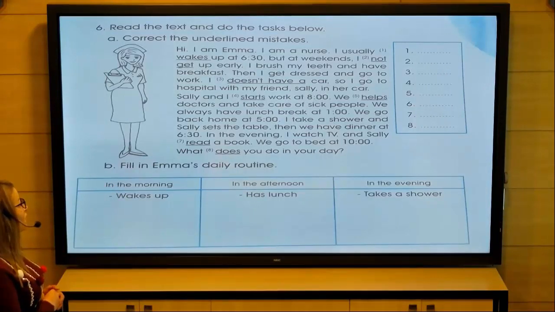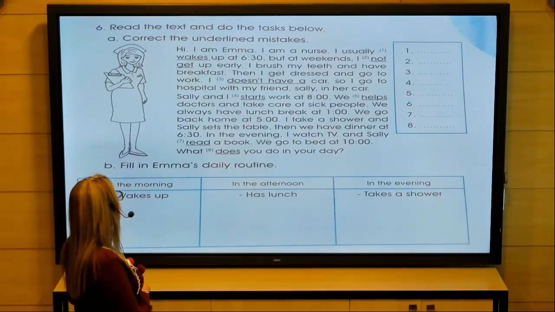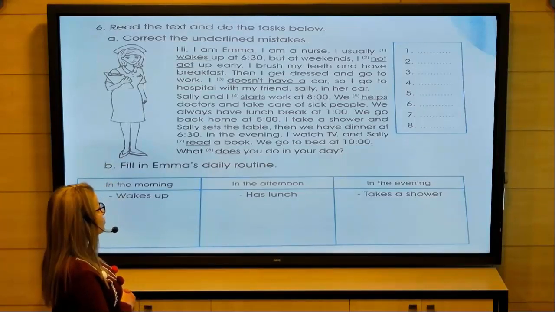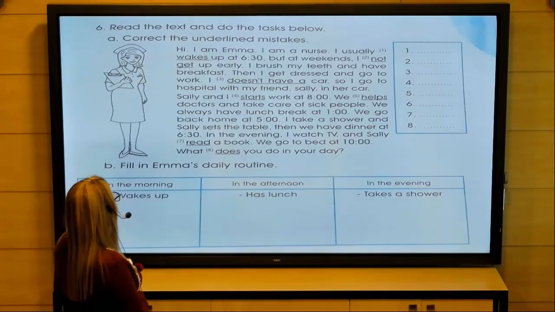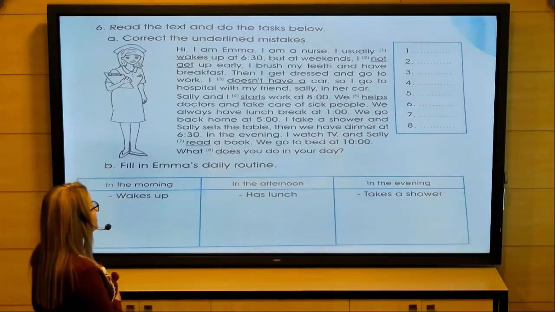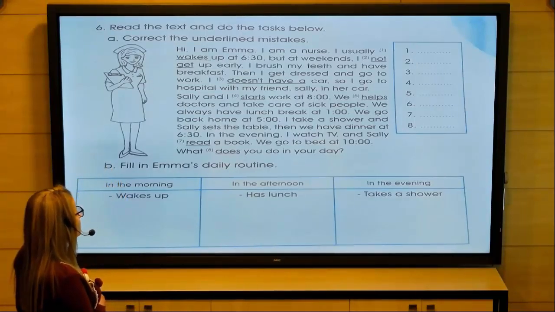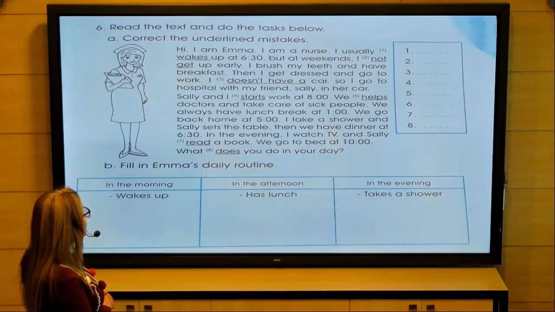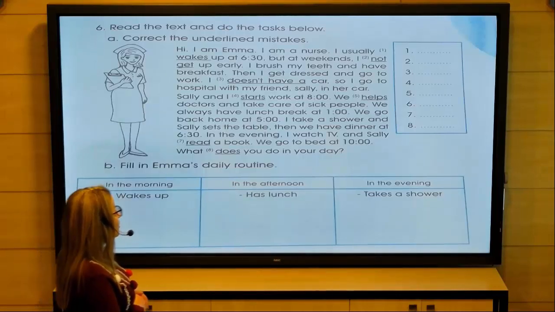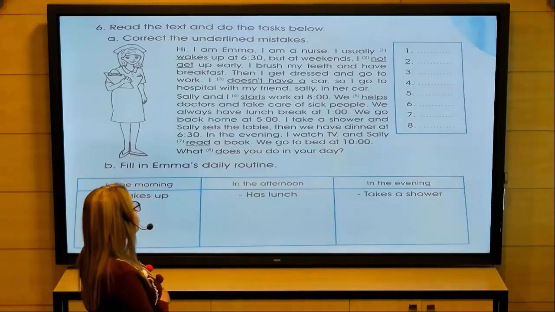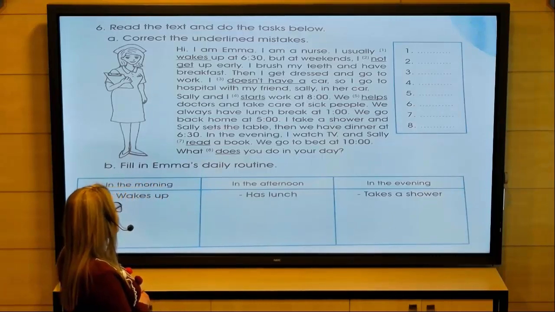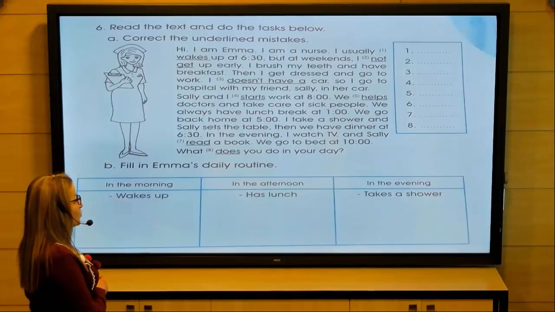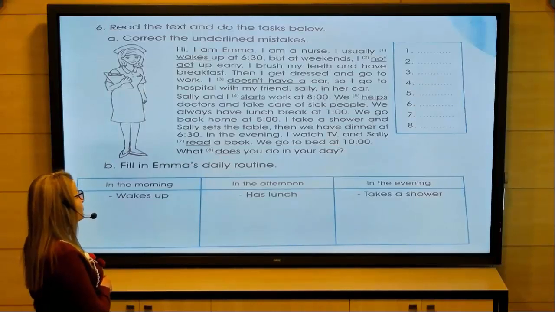Hi, I am Emma. I'm a nurse. I usually wakes up at 6:30. But at weekends, I not get up early. I brush my teeth and have breakfast. Then I get dressed and go to work. I doesn't have a car. So I go to hospital with my friend, Sally, in her car. Sally and I starts work at 8 o'clock. We help doctors and take care of sick people. We always have lunch break at 1 o'clock. We go back home at 5.